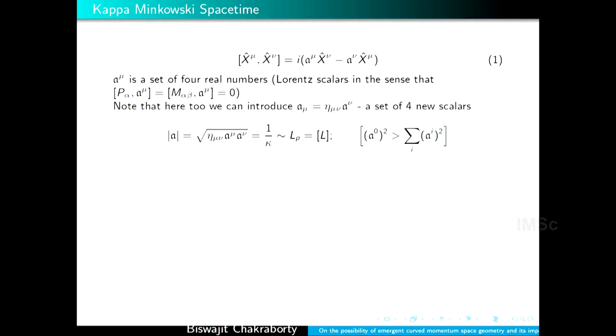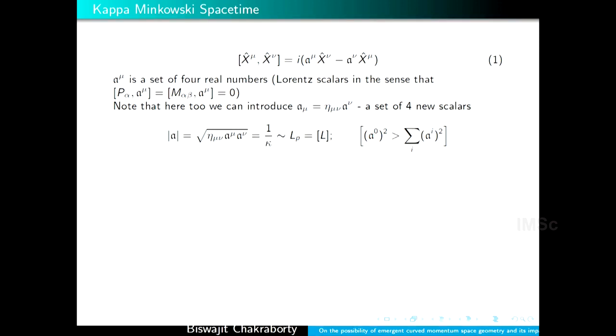In the sense that the relation of the commutator of x mu, x nu, I have taken it in the more general form, i a mu x nu minus a nu x mu, where a mu is a set of 4 real numbers, strictly. So they are just constant, 4 constants. So the commutator with p mu as well as p alpha and m alpha beta vanishes, period. So they are just constant, they don't transform.